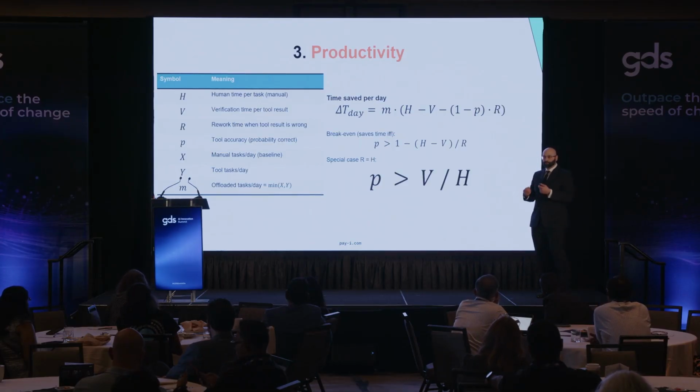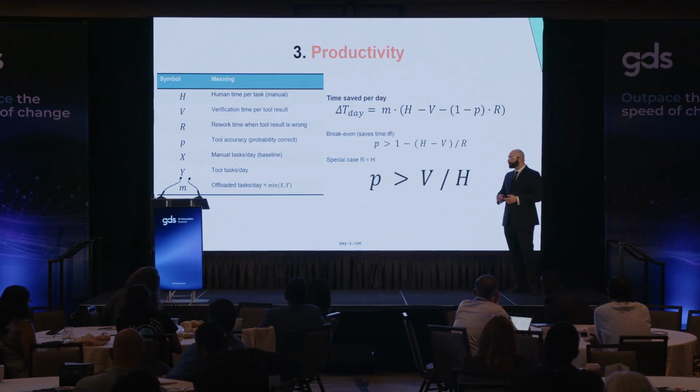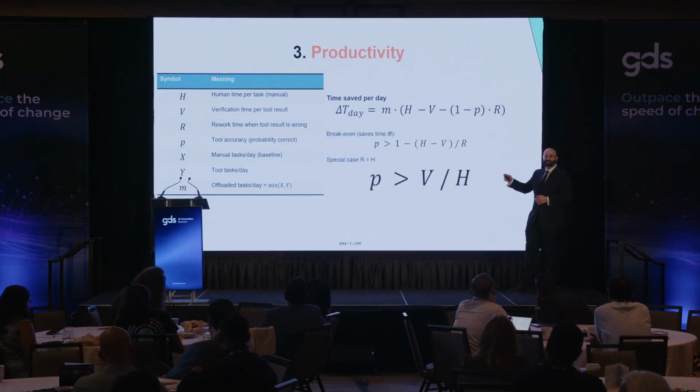Your agent is improving productivity if the probability of it accomplishing the task successfully is greater than the time it takes to verify divided by the time it takes to do it yourself.